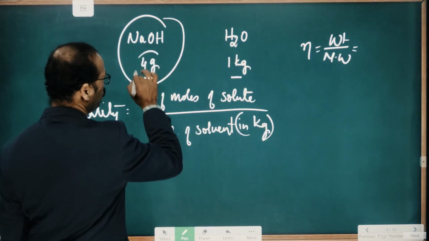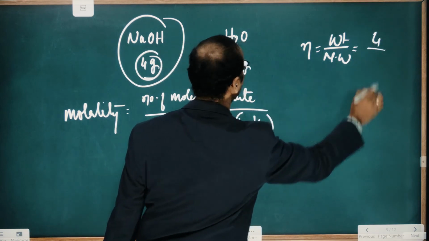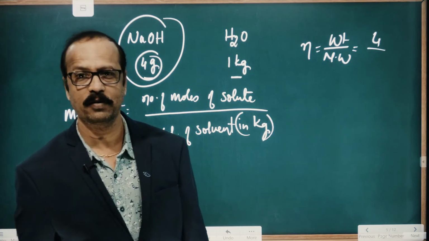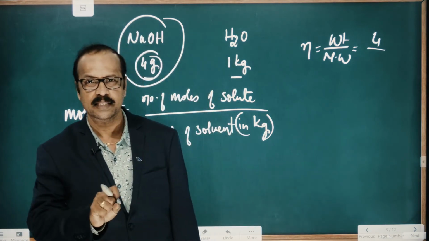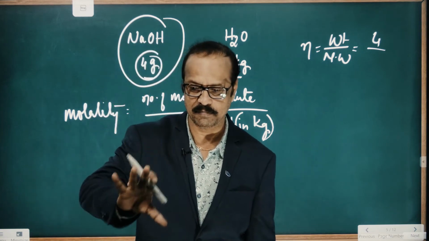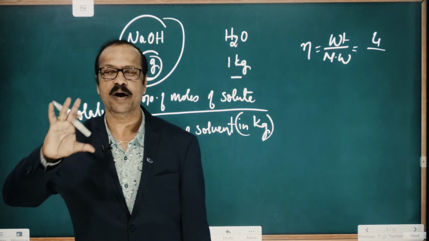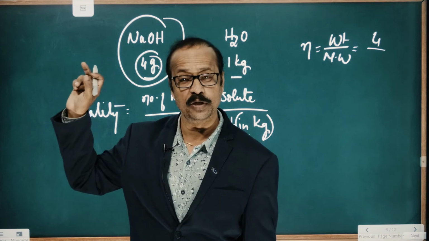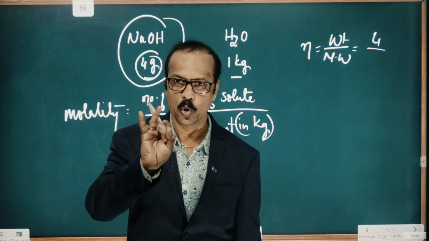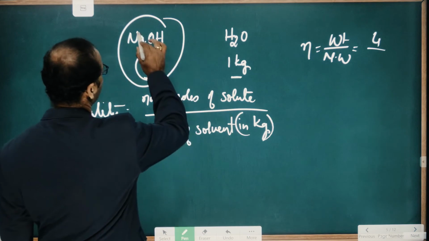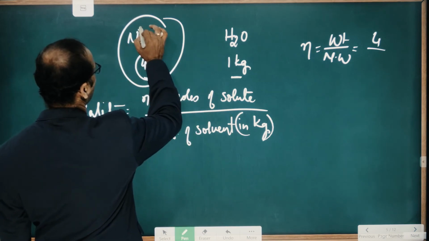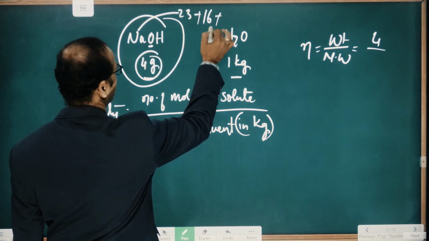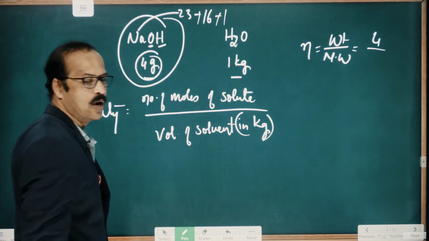So weight is given as 4 grams here, so write 4. By now we want the molecular weight of sodium hydroxide. Just now I told you, how can you find the molecular weight? Just add the sum of the atomic masses. Sum means addition, addition of atomic masses of all the elements. So here sodium hydroxide has sodium Na, 1 oxygen, 1 hydrogen. So 1 sodium is there. Sodium atomic mass is 23 plus oxygen atomic mass is 16 plus hydrogen atomic mass is 1.